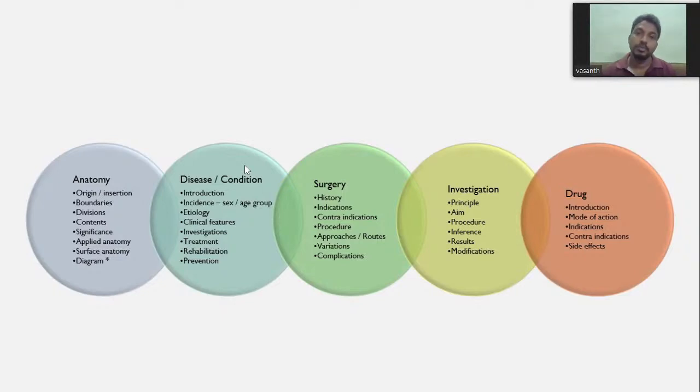That's it. But in nose, we don't have any questions about the drugs. That's what I found over a period of time, when I went through the previous 10 years of question papers.